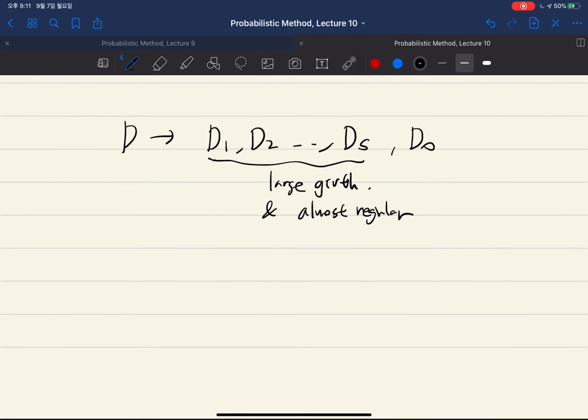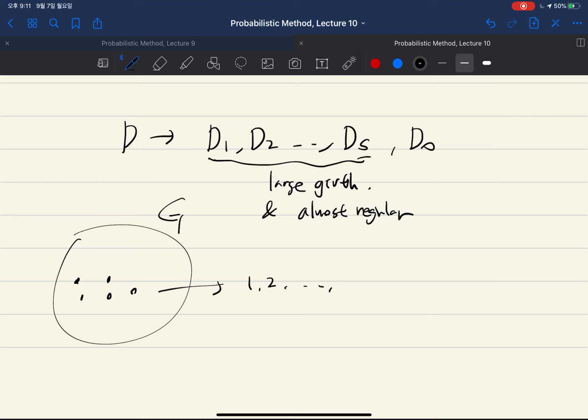But how we want to do it is that if we have a graph G, we color the vertices by numbers from 1 to some number, say P. So that if we have an edge from vertex V to U, and if V is colored with some number A, and U is colored with A plus I, then we distribute this edge to the digraph Di, because the difference between these two is I.